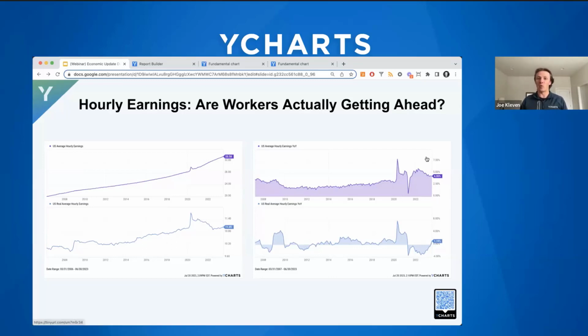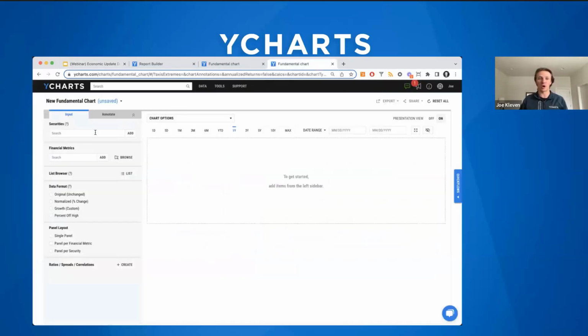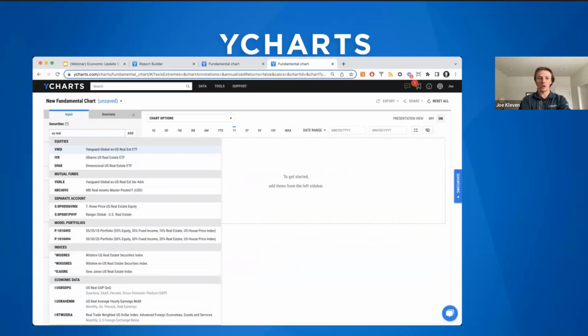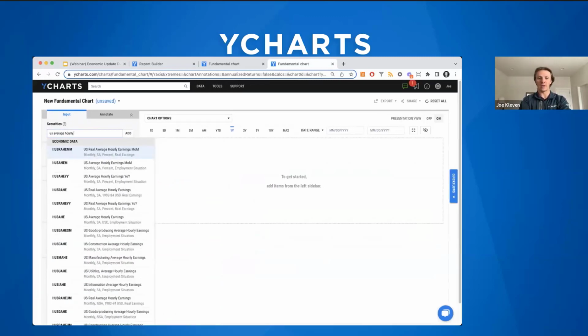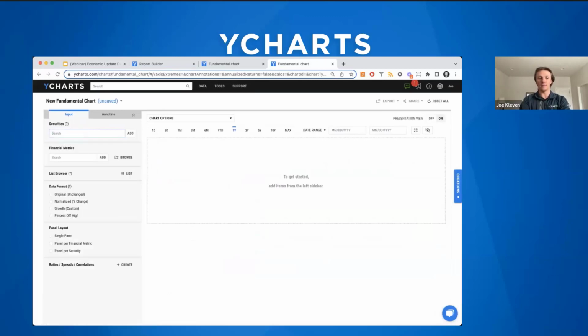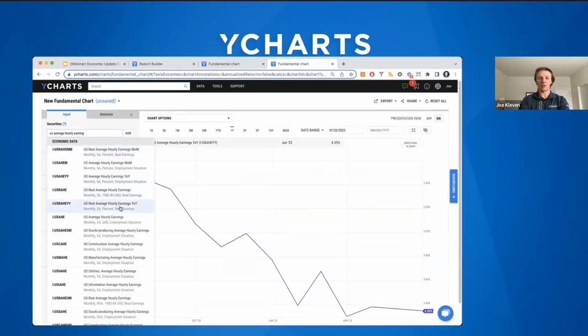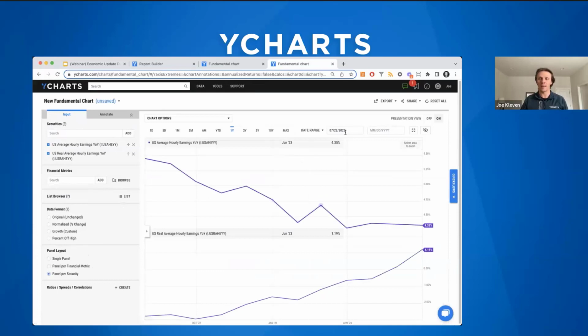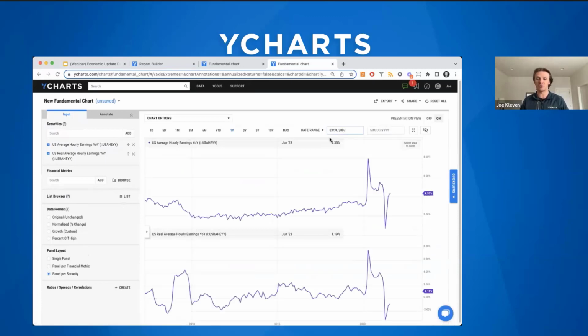And I want to go back into YCharts one last time to actually show how to create this chart, as it's been popularly requested throughout the webinar in our chat feature. So just head into another fundamental chart real quick. All we need to do here is, just like a Google search, look for US average hourly earnings year over year. And then we can also take that real year over year figure and pop that on as well. To get them in their own panel, just click panel per security right here. That date, we can edit back to 3/31/2007 to match the chart.